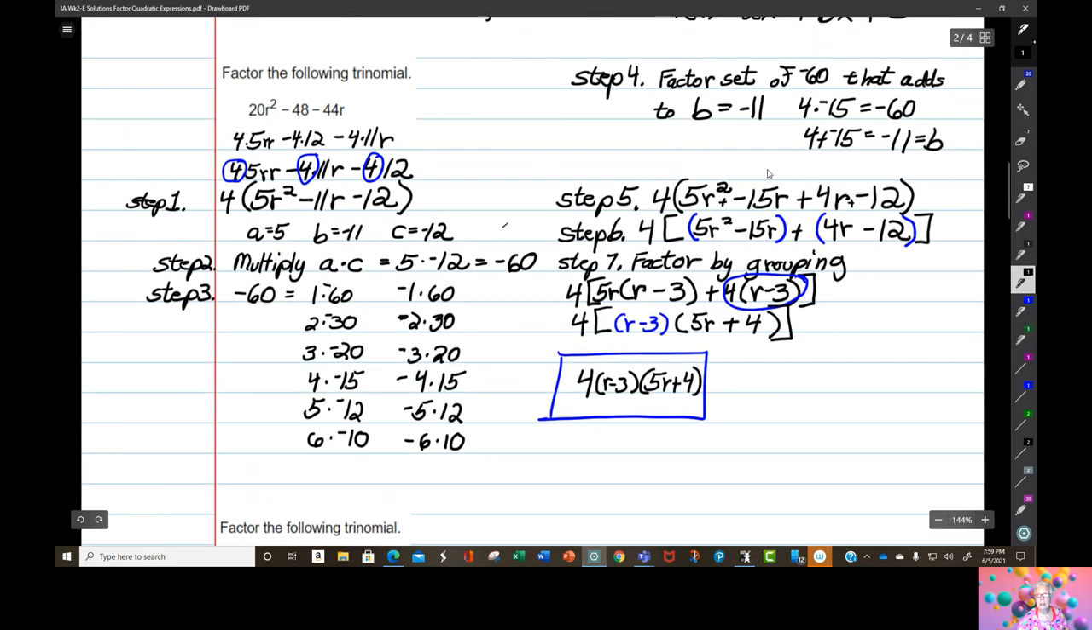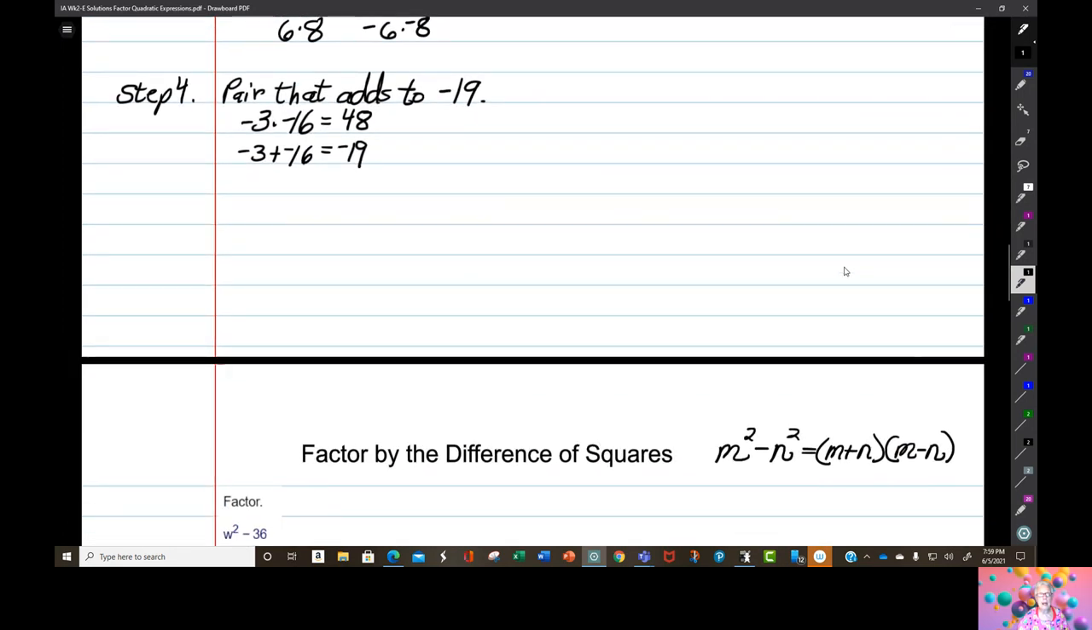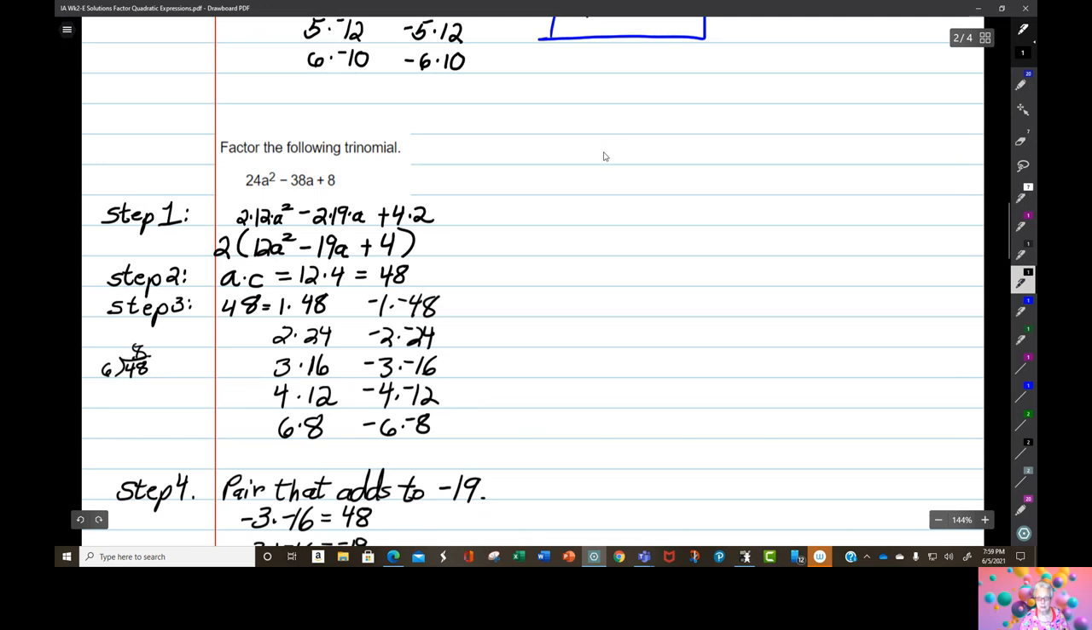So step 5, rewrite our quadratic trinomial as a quadratic polynomial with 4 terms. All right, so we are going to have 12a squared plus 4. Now I am exaggerating that. Minus 3a minus 16a. And we can move that over. Now see, we still have our negative 19a because these guys, negative 3a minus 16a, is negative 19a. So I have not changed the numerical value. I've just changed the form.